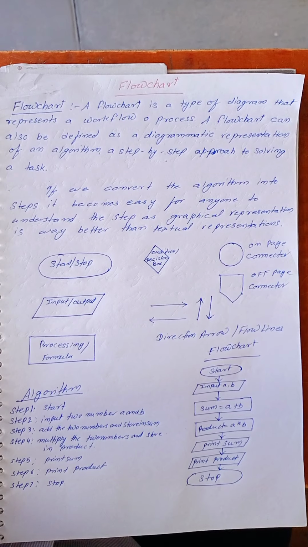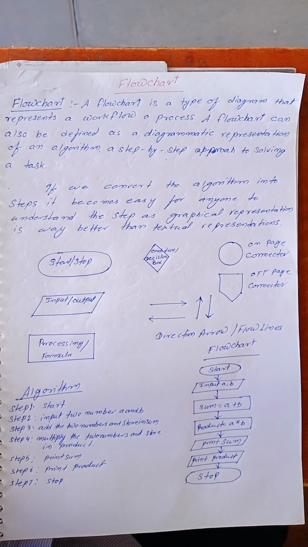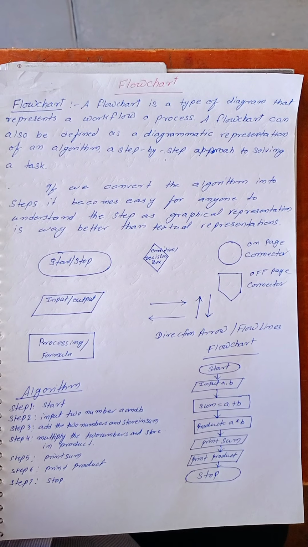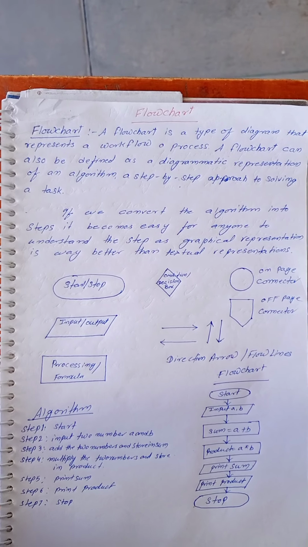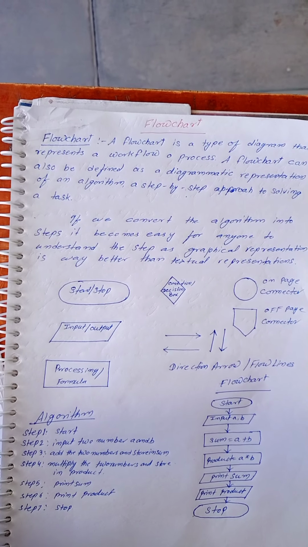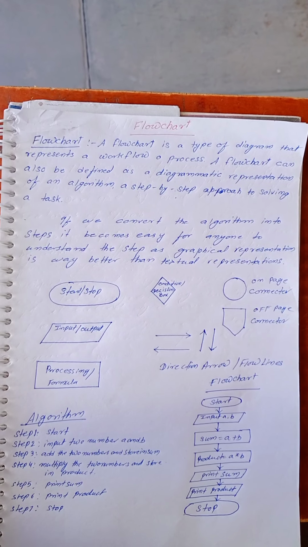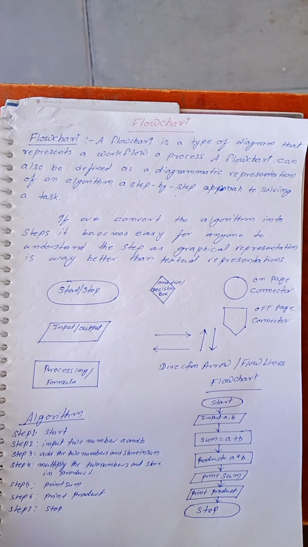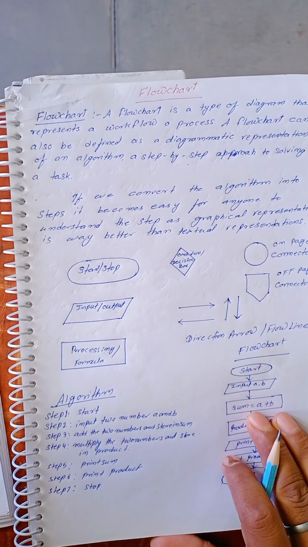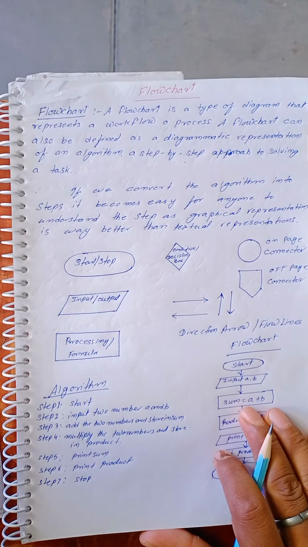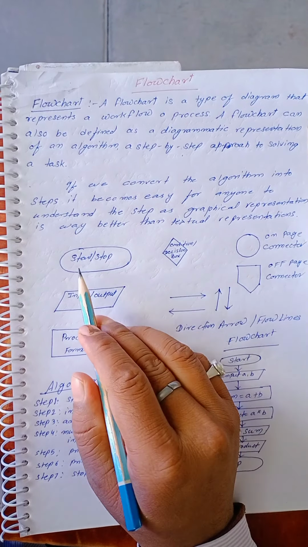Graphical representation is way better than textual representation. So graphical representation is better than textual representation. With the help of a graph we understand more. Okay, so in this topic we learn about some figures also. What are the uses of these figures?